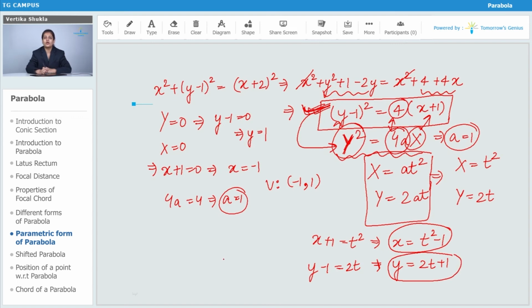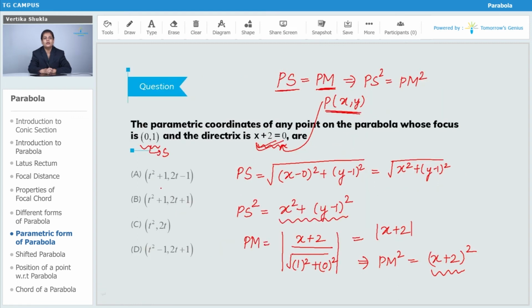So in form of ordered pairs, how can you write this? You can write this in the form of t square minus 1 comma 2t plus 1. Let us see which option is correct. T square minus 1 comma 2t plus 1. Option number D. So option D is the correct answer. These will be the parametric coordinates to the parabola which has its focus as 0, 1 and your directrix at x plus 2 is equal to 0.